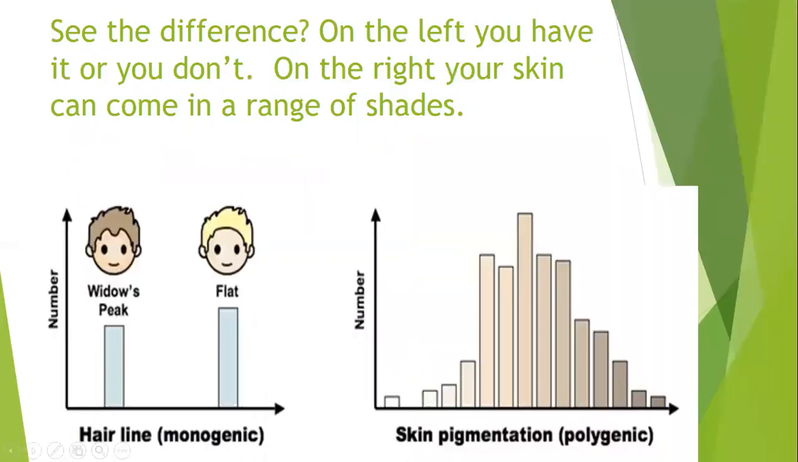Let's take a look at the difference. There are a lot of genetic traits that only require 1 allele per parent. So that would be like widow's peak. You have it or you don't. Whereas skin pigmentation is polygenic, more than 1 gene per parent.